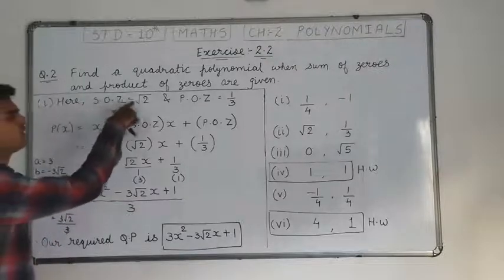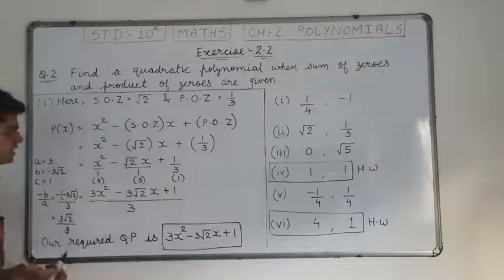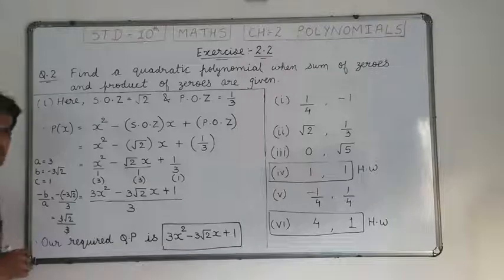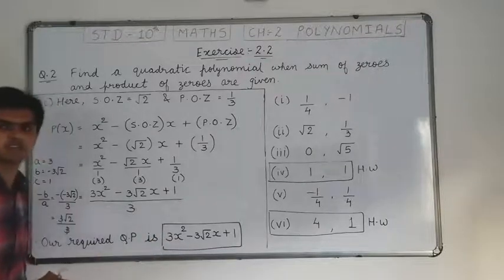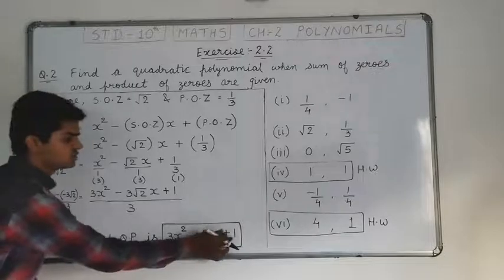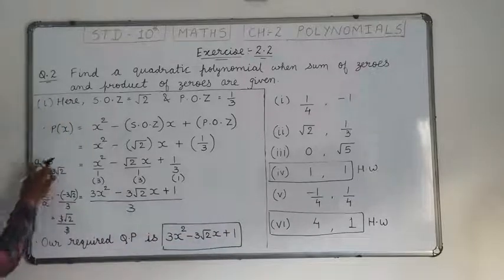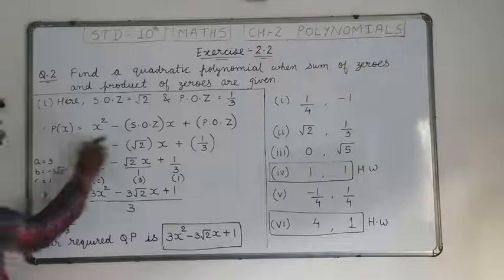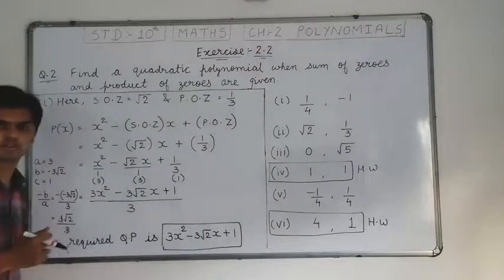What is the sum of zeros? Root 2. In the same way, you can also verify the product of zeros. What is the formula? C by a. So C is 1 and A is 3. So what will be the answer of C by A? 1 by 3. We got the answer, 1 by 3.